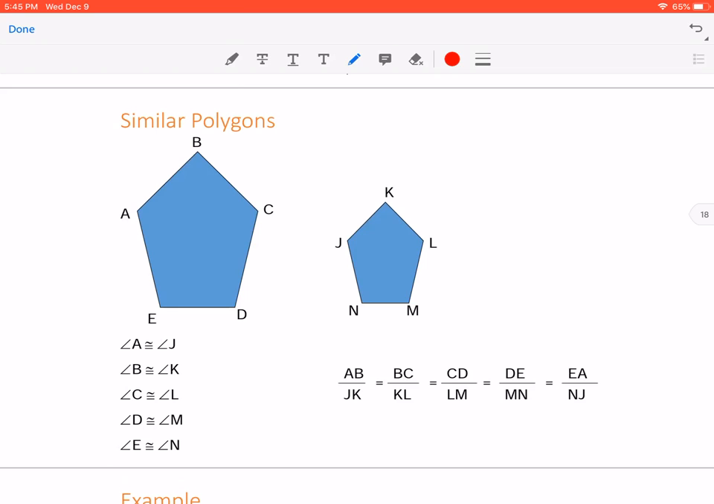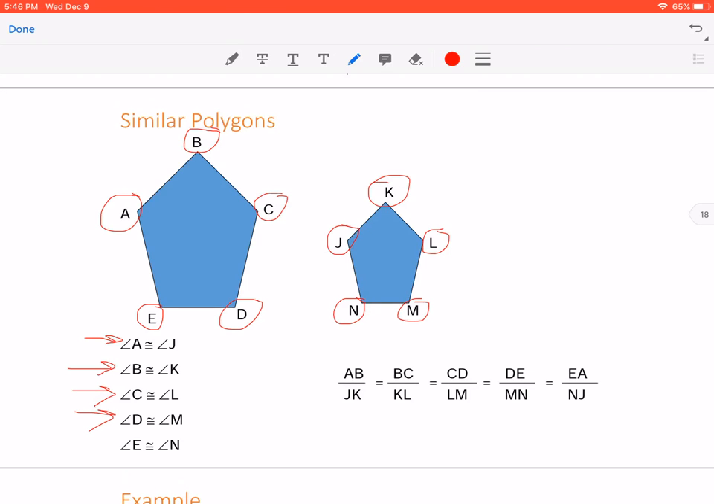So what we're talking about here, looks like we have two pentagons that are similar. So angle A and angle J, they're congruent. If angle A is 110 degrees, so is angle J. B and K are exactly the same. There's your label right there. C and L, they are the same. D and M, they are congruent. And E and N are exactly the same.